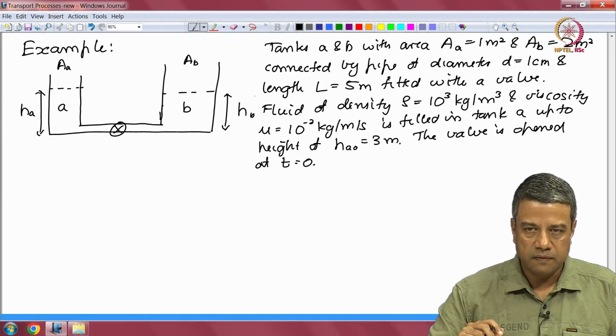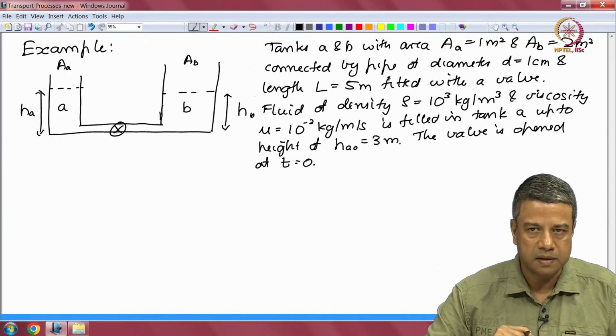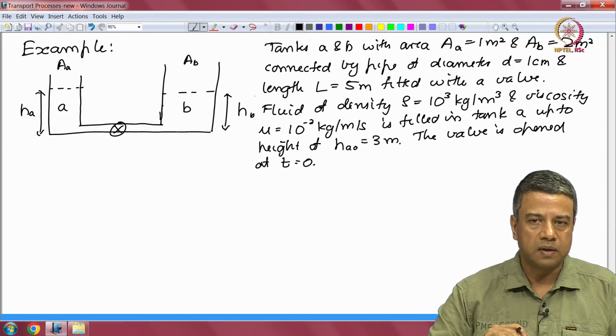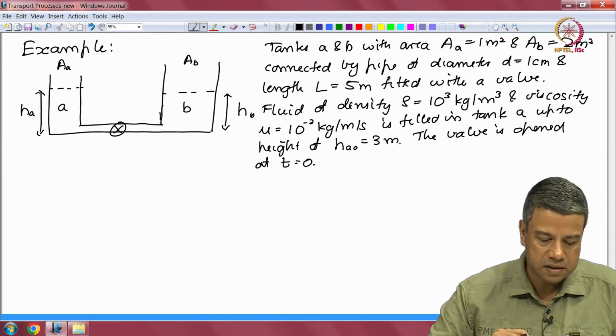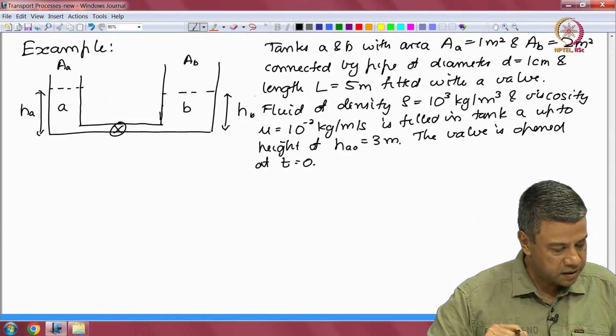So, when you open the valve, initially only tank A is filled up to a height of 3 meters. Once you open the valve, fluid will flow from tank A to tank B. What we would like to know is how the height decreases in tank A and increases in tank B, and how it reaches a final steady state.